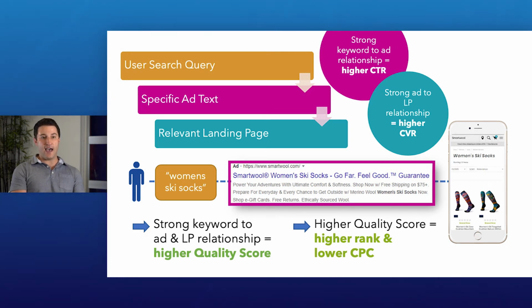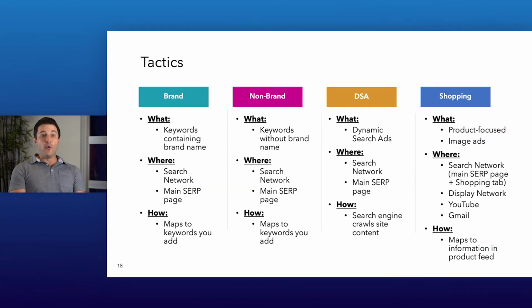The more relevant the ad and landing page to the search query, the higher quality score you'll have. The higher quality score you have leads to higher rank in the SERP and lower CPCs. There are 4 main tactics that we utilize within our paid search accounts.